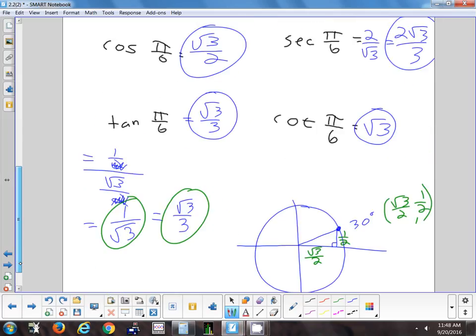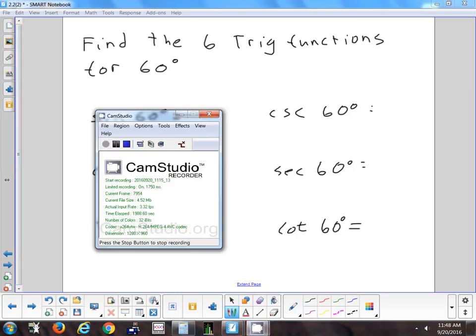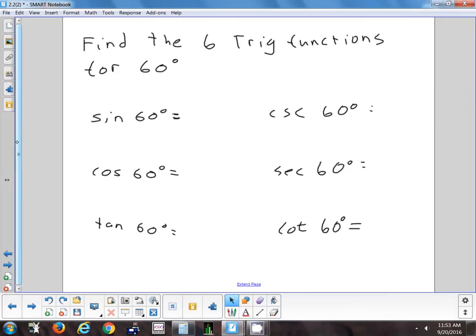All right, so the last one, why don't you try that? See if you can find the 6 trig functions of 60. If you get stuck, draw a picture, draw your triangle, and then figure out your coordinates from your picture. Okay, so as I just summarized, what's the coordinate for 60 degrees?